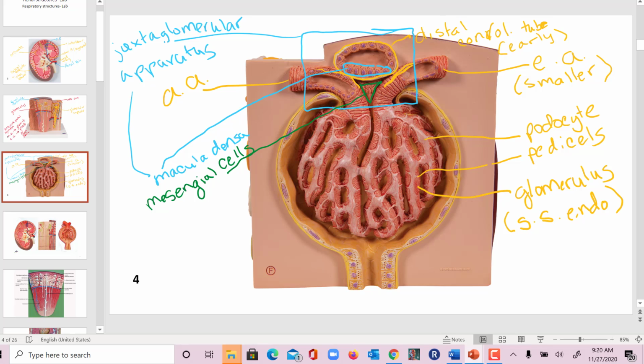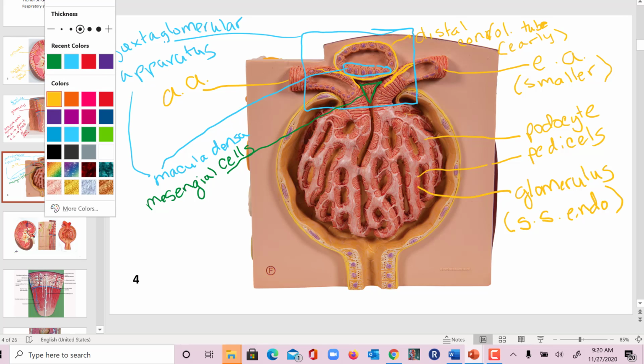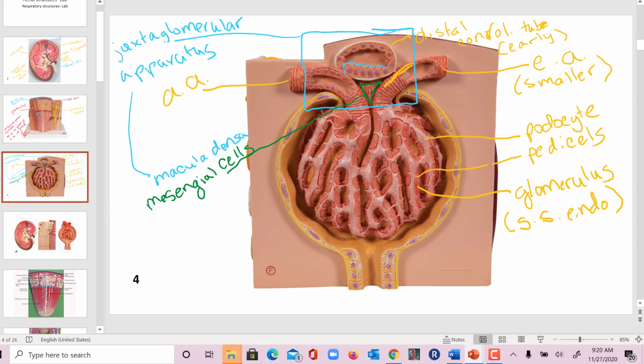There are also cells that are associated with the afferent arteriole and efferent arteriole, and it's mostly the afferent. It's very difficult to see here, but I'll try and erase this. They're trying to show you these cells that have kind of speckles in them. These cells here are called juxtaglomerular cells. And there are some associated with the efferent arteriole, just not as much.